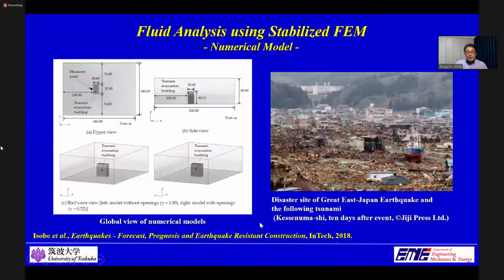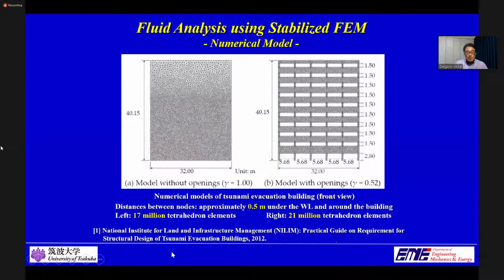Two types of buildings, without any openings and with openings as shown in these figures, were subdivided with finite element meshes. This building with openings was actually designed for evacuation use in this reference. The buildings were modeled as rigid bodies that allowed no deformation, and the openings were assumed to be located at the window parts. These models were all subdivided with tetrahedron elements with the distances between nodes fixed at approximately 50 centimeters under the waterline and around the building.